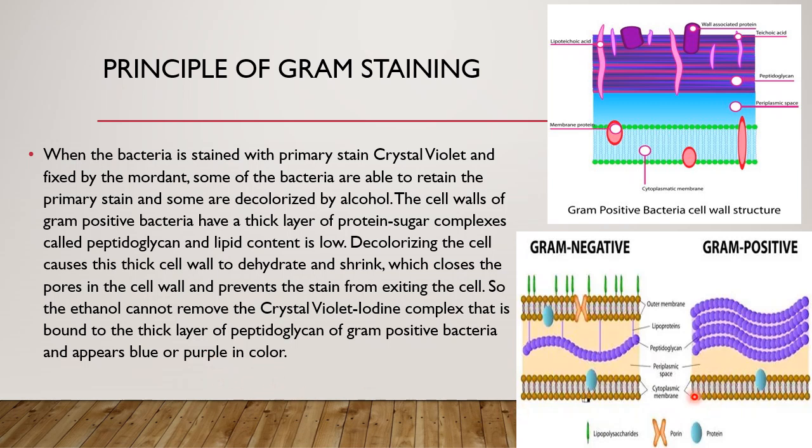Third step, when you add the decolorizer, it dehydrates, it shrinks, it closes the pores. As a result, the purple stain which is present in the gram-positive bacteria cannot move or exit the cell. As a result, at this step also it remains purple.